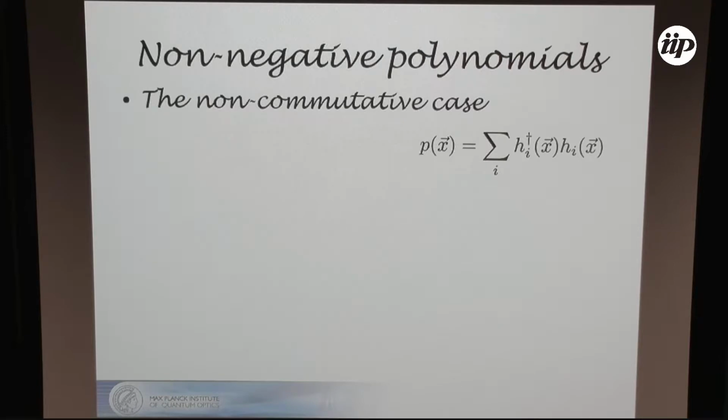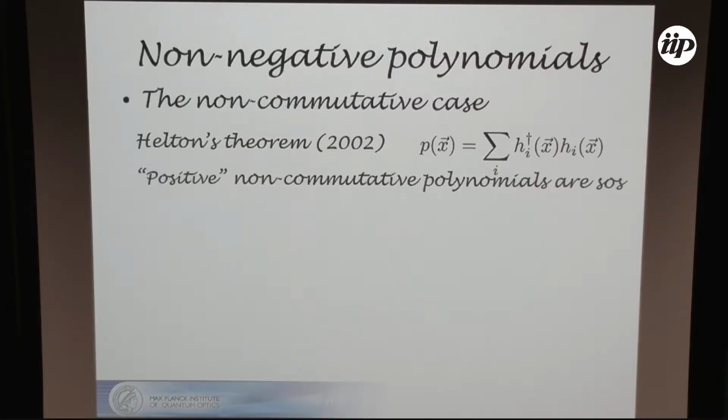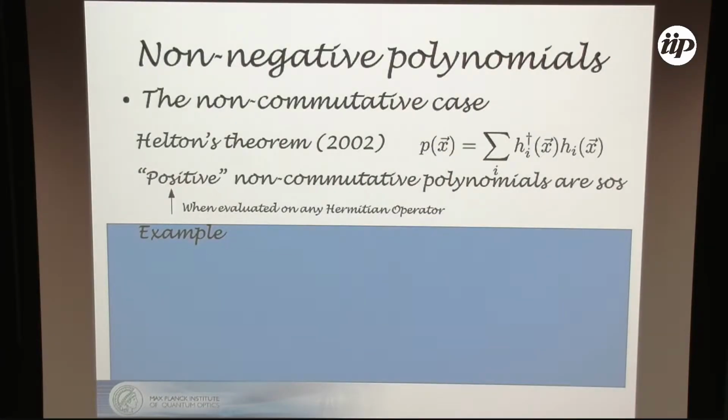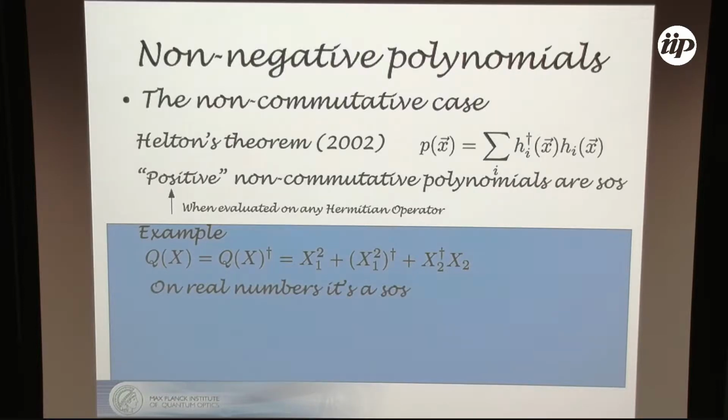And well, just let me mention that in the non-commutative case, it's known that the sum of squares is equivalent to positivity, right? And this is Helton's theorem. So here, positivity means that when you evaluate a polynomial on any Hermitian operator, right, it's positive if and only if it's a sum of squares. So let me illustrate that with an example. So if you consider this polynomial, right, then this is a sum of squares over the reals. But if instead of putting real entries, I put semi-definite, I put Hermitian operators.